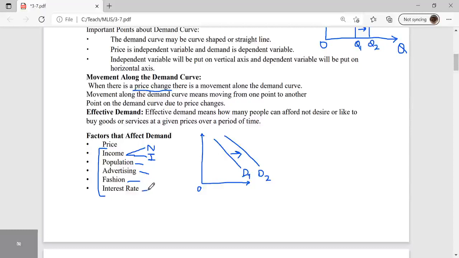Next is interest rate. If interest rate rises, then the cost of borrowing money will increase. Okay, so it will be difficult for people to borrow money. So what will happen? Demand will decrease.